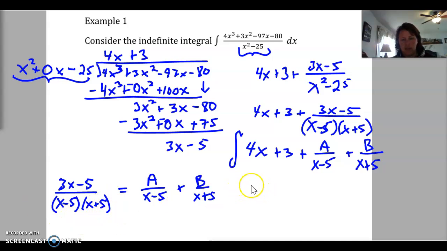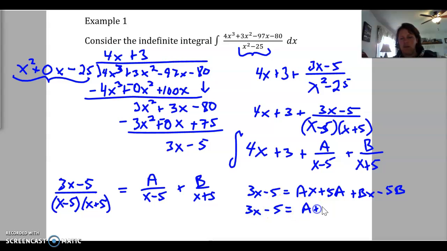So that is going to give us 3x minus 5 is equal to A times x plus 5, which is going to be Ax plus 5A. And then we're going to multiply this B by the x minus 5, so plus Bx minus 5B. Now let's order our terms so we can compare coefficients. So we'll have A plus B times x. We have Ax plus Bx. Factor out the x, and I get a coefficient of A plus B, x. And then for our constant, we have 5A minus 5B.